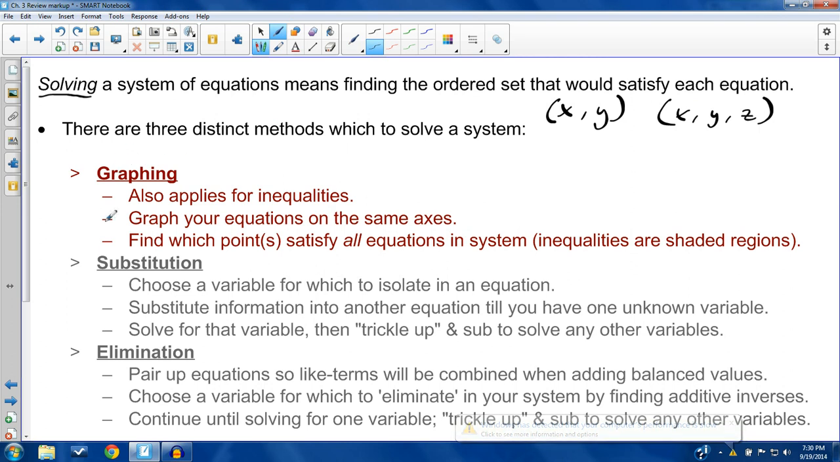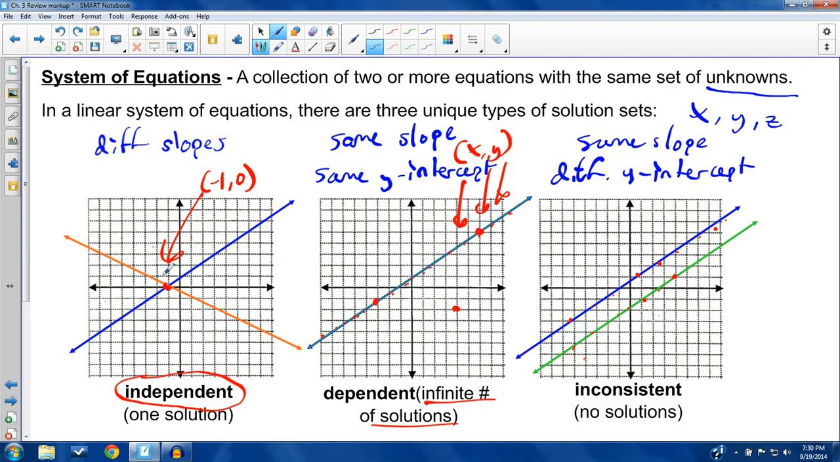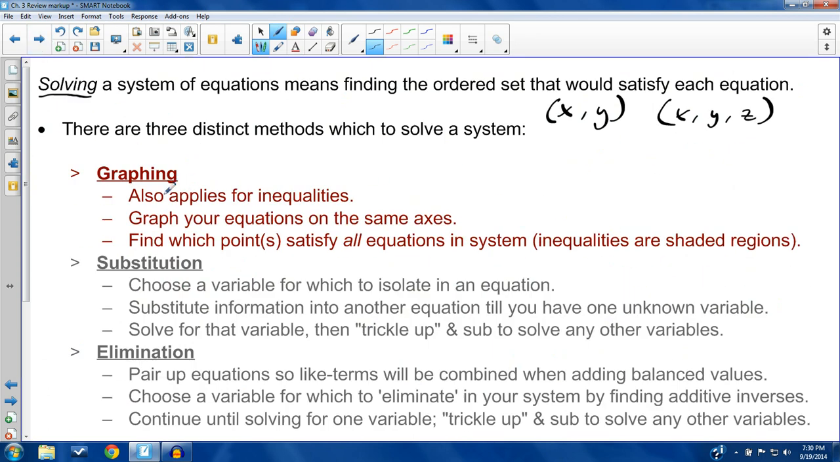Okay, there are 3 distinct methods to solve a system. The first one I'm going to talk about, the one that's highlighted, is graphing. We did this before by me graphing. What we're going to do is graph and find where they intersect, if they do at all. This also applies for inequalities, which I'll star because it's actually interesting. The problems on your sheet are all inequalities, so that'll be important. But I'll talk about an example if they are equations as well.